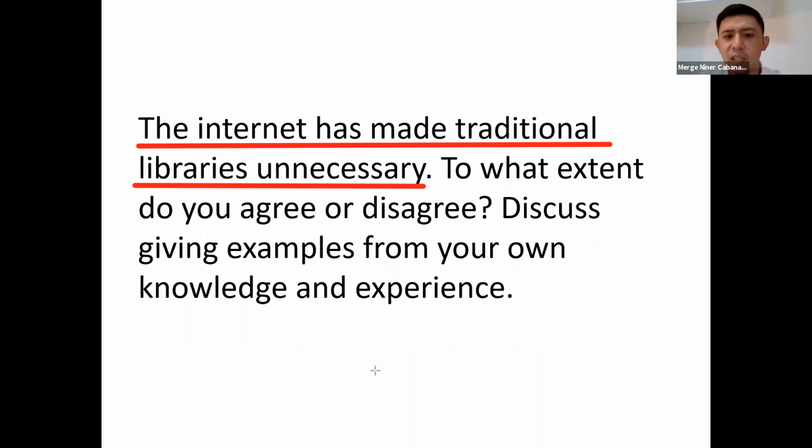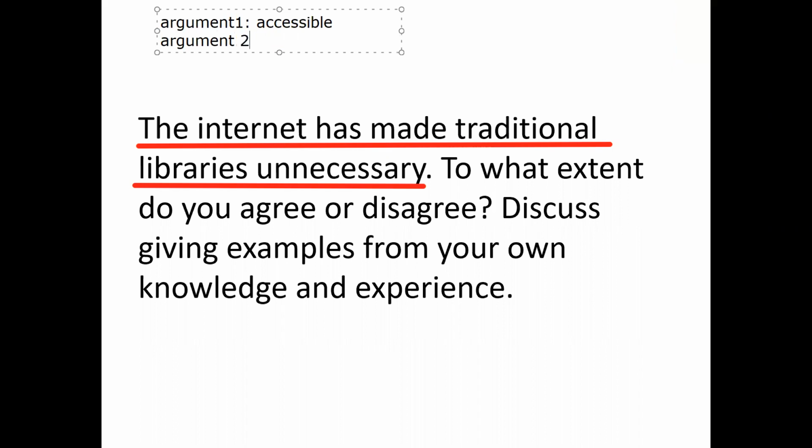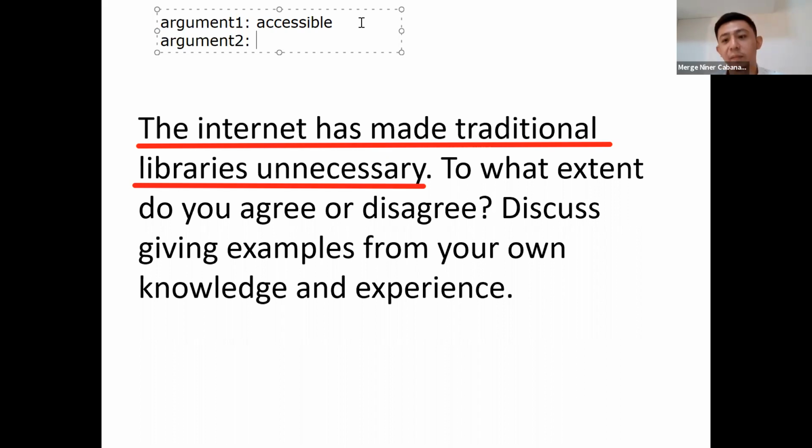So, Kaislyn, help me. What do you think is the advantage of the internet compared to the library? In terms of... it's easy to access, sir. Accessible for students. Oh, good job. Accessible. So that's our argument 1. Okay, Kaislyn, what else? It's easier to search for topics, sir. Right, which is again easier to access and use. What else? Convenience and price. Yes, sir. Convenient, and price.